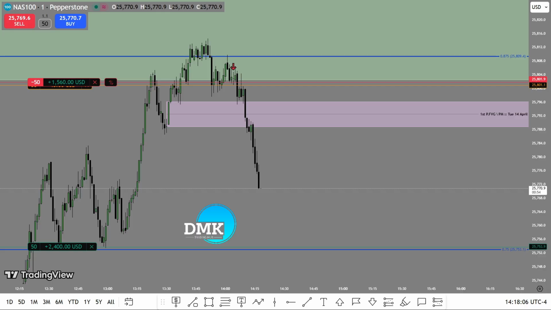Remember, wicks are gaps. It's something ICT has been teaching us recently. So that's why I'm confident it's likely to reprice there. So I'll now just submit to time and see how we deliver.